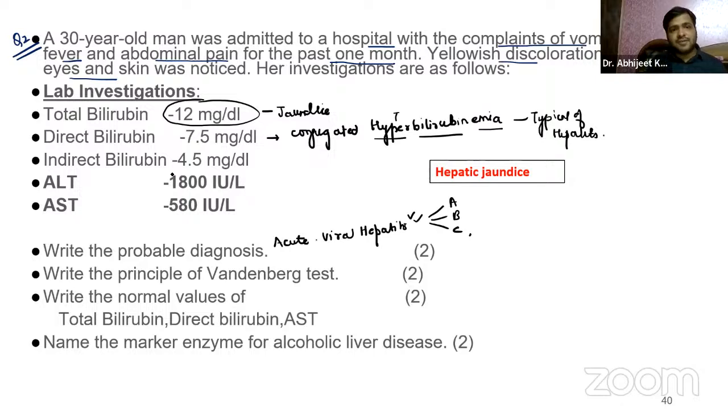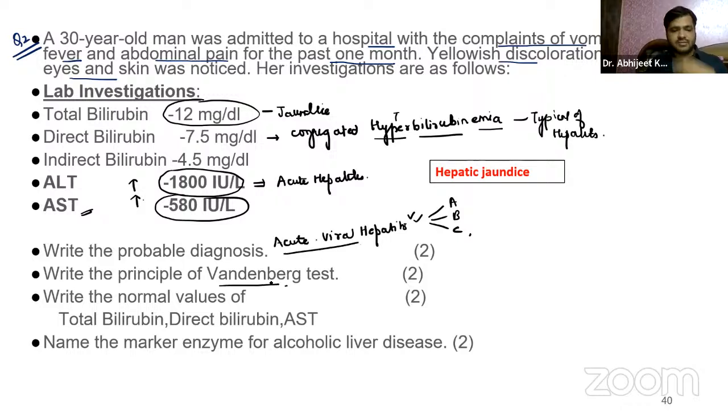Now, if we focus on the other parameters also, elevated ALT, guys, you can see. And elevated AST also you can see. Both the parameters are increased. ALT increased is basically a hallmark of acute hepatitis. ALT is more specific to liver damage than AST, guys. So extremely high ALT as compared to AST also supports hepatocellular injury. So the probable diagnosis over here will be acute viral hepatitis.